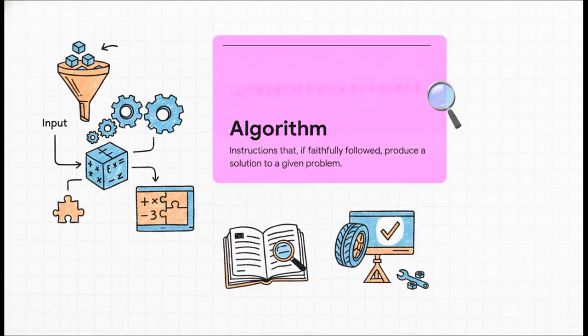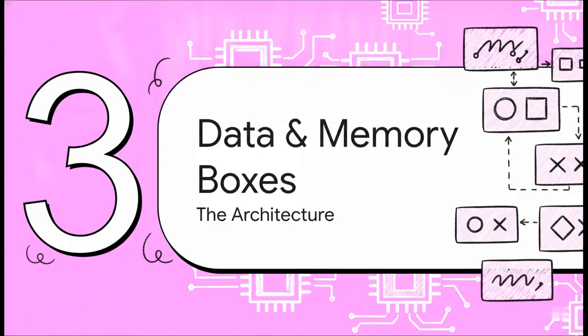In our daily lives, we use algorithms all the time, like looking up a word in a dictionary or following the steps to change a tire. In programming, it is the exact same concept. We're just applying it to data. But to actually process that data, a computer program has to have a place to store it. And that brings us to part 3, data and memory boxes, the architecture.